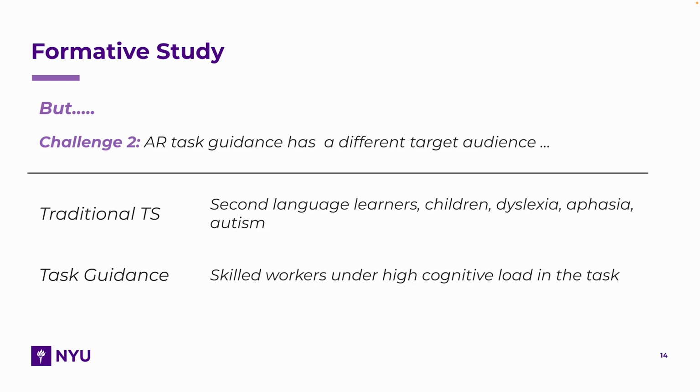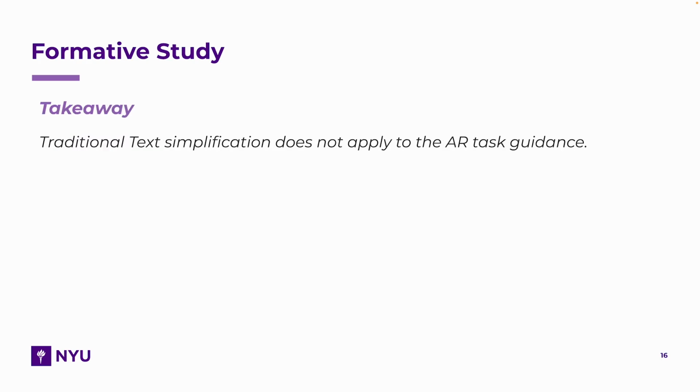Another challenge is that AR task guidance has a very different target audience. In traditional text simplification, we may focus more on second language learners and children. However, in task guidance, we may focus more on skilled workers under higher cognitive load. As a result, the takeaway here is that traditional text simplification does not apply to AR task guidance.